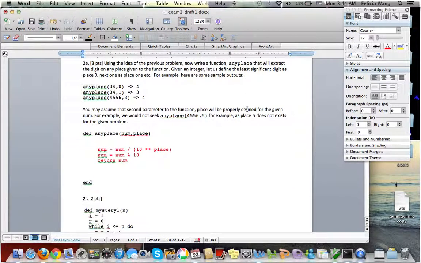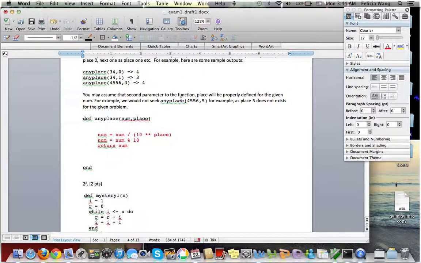Alright, so 2e. Use the idea of the previous problem, now write a function in any place that will extract the digit on any place given to the function. So you got a bunch of inputs and outputs here, and you were looking for something like if we gave you 4, the ones place counts as 0, so anything past that is numbered accordingly.